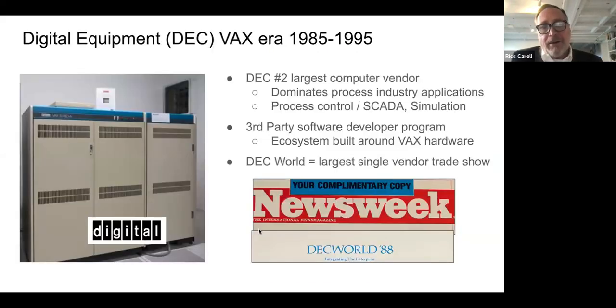So then, going from Computervision, which failed to develop their own hardware, to Digital Equipment: by 1985, 1986, basically they owned the process industry. VAXs were everywhere. They were the number 2 largest computer vendor. They had a whole development ecosystem based around the VAX. There were all these third-party software developers that would develop specific programs for the VAX.